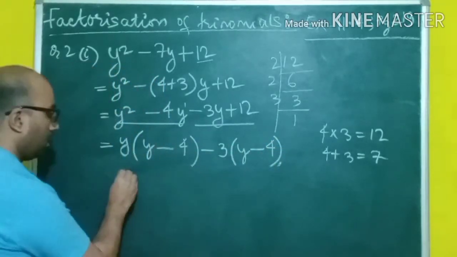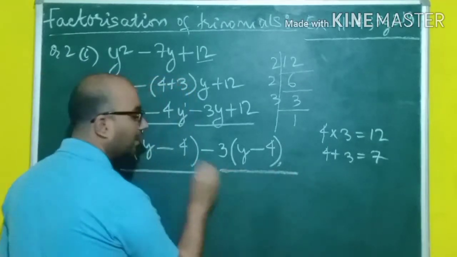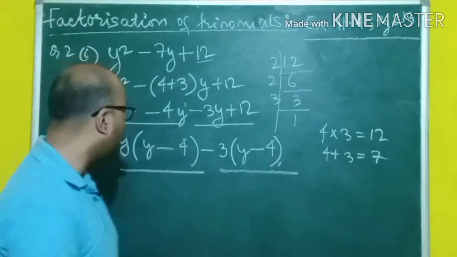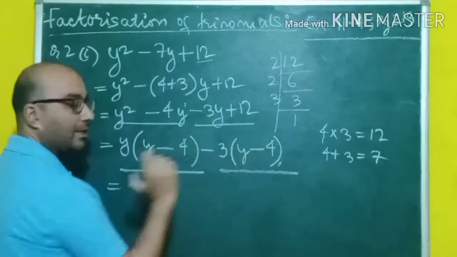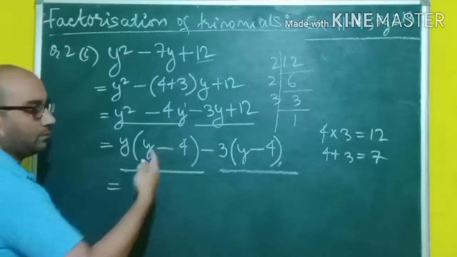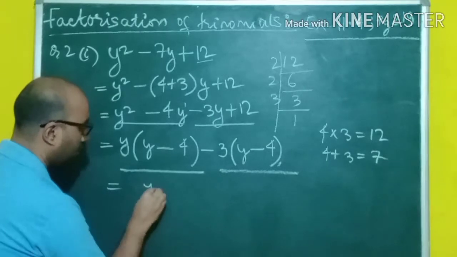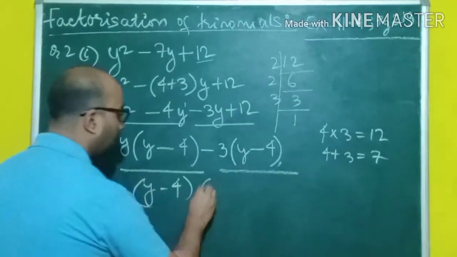Now again we have two groups. This is our first group, this is our second group. So out of these two groups, what is common? It's quite evident, y minus 4, y minus 4. The y and 3 are not common, but y minus 4, y minus 4. So what is our common factor here? Y minus 4. Now we write down the leftover.